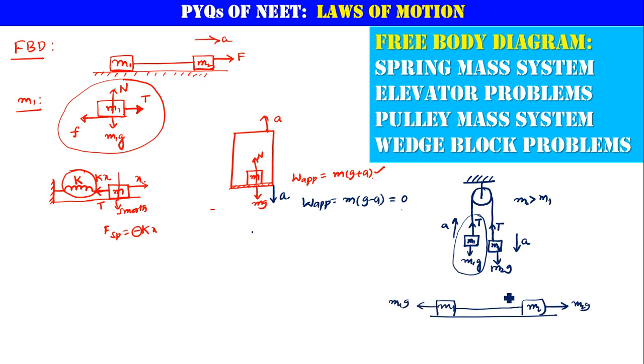So here the net acceleration is in the direction of m2g, since m2g is more than m1g. So acceleration a can be written as total net force divided by total mass. What is the net force here? m2g minus m1g. Can I write it as m2 minus m1 into g, divided by the total mass m1 plus m2? This is how you deal with pulley mass problems.